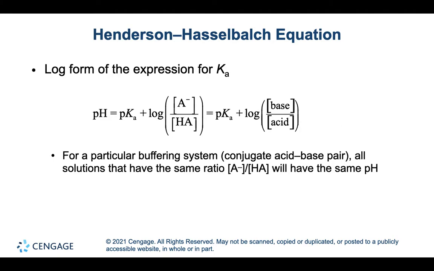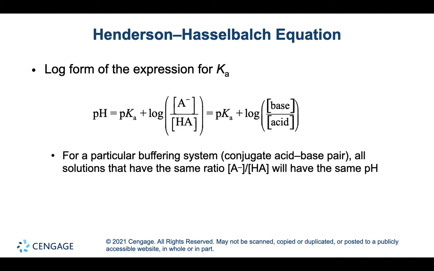All right, just to put us in context of where we are, we've been talking about buffers. And buffers are mixtures of weak acids and conjugate bases, or weak bases and their conjugate acids. And when you have a mixture of those two things, the pH will tend to hover or remain near a particular value for that particular mixture.